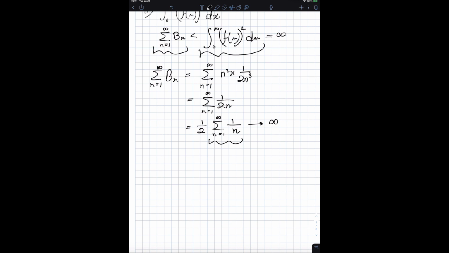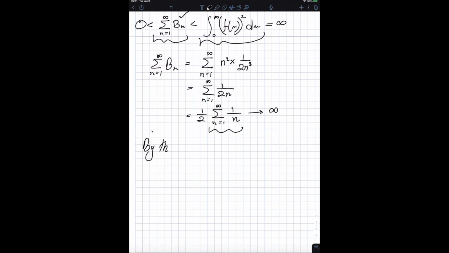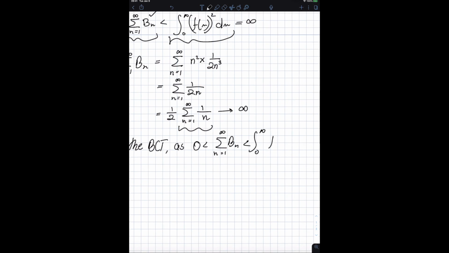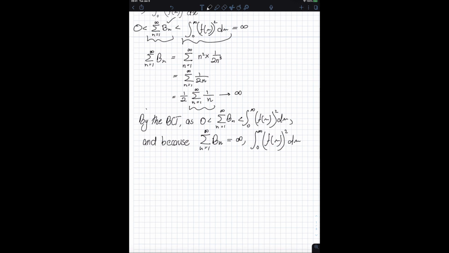But then since this diverges to infinity, by the basic comparison test, as 0 is less than the summation from n equals 1 to infinity of b sub n, which is less than the integral from 0 to infinity of f of x squared dx, and because the summation from n equals 1 to infinity of b sub n diverges to infinity, the integral from 0 to infinity of f of x squared dx must also diverge to infinity. And this will complete the proof.